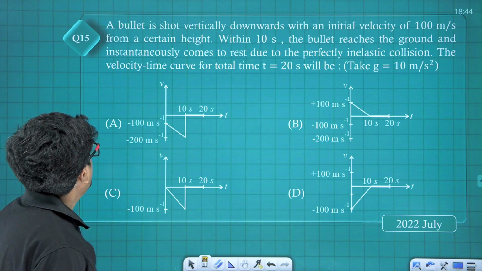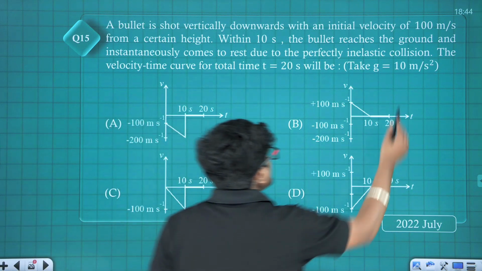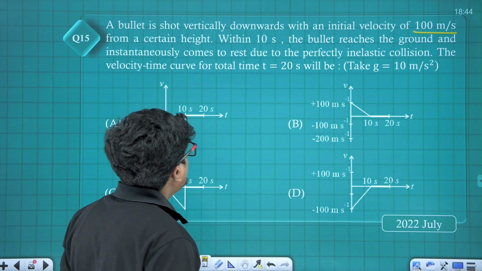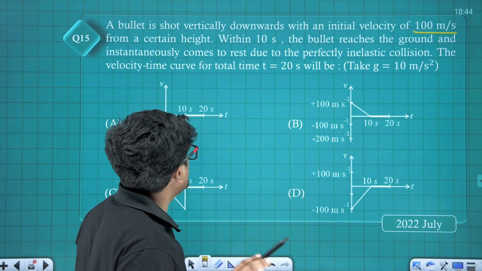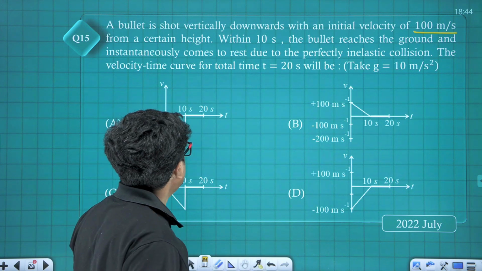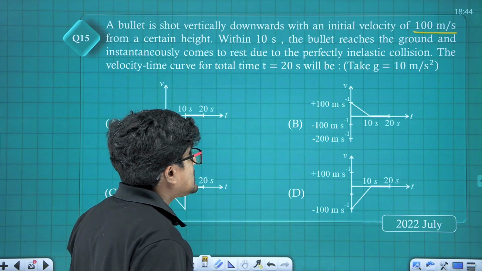Question number 15 says, a bullet is shot vertically downward with an initial velocity of 100 meter per second from a certain height. Within 10 seconds, the bullet reaches the ground and instantaneously comes to rest due to perfectly inelastic collision. The velocity time curve for total time of 20 seconds is.